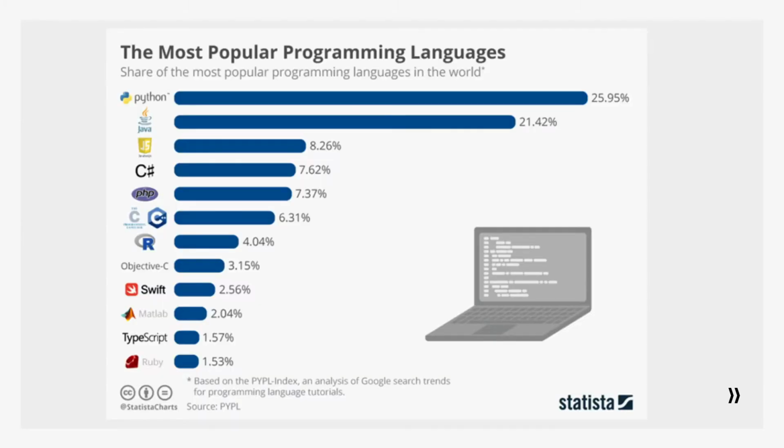Python has been named the most popular programming language as per the survey conducted by Statista. Next comes Java, and then furthermore JavaScript and C Sharp. Python has tended to be popular with over 25.95% of the users, and Java with approximately 21.42%.